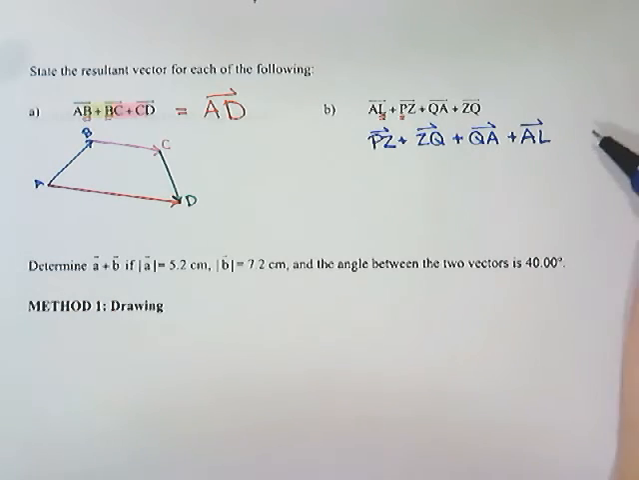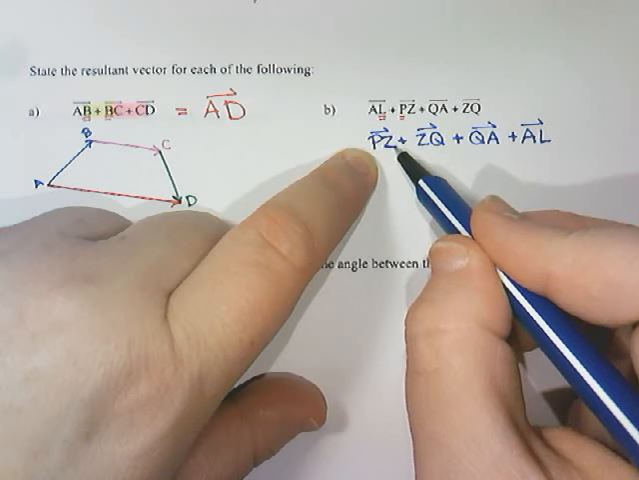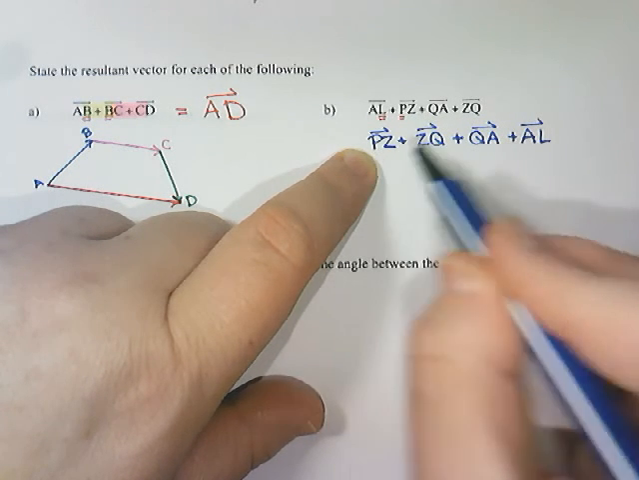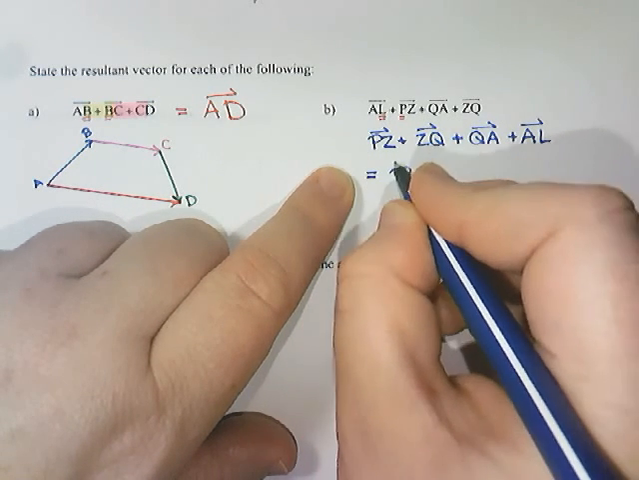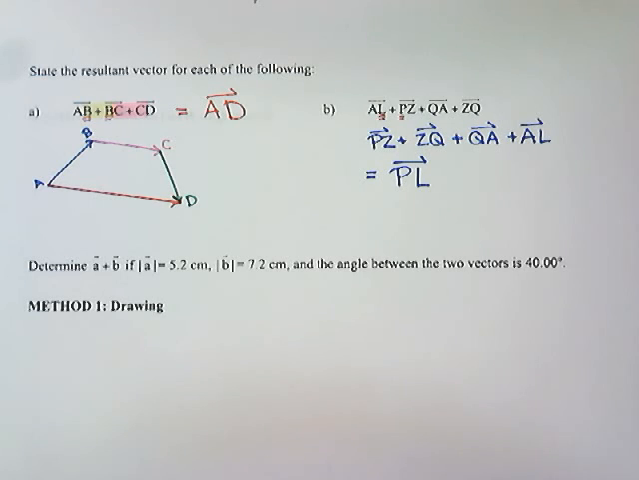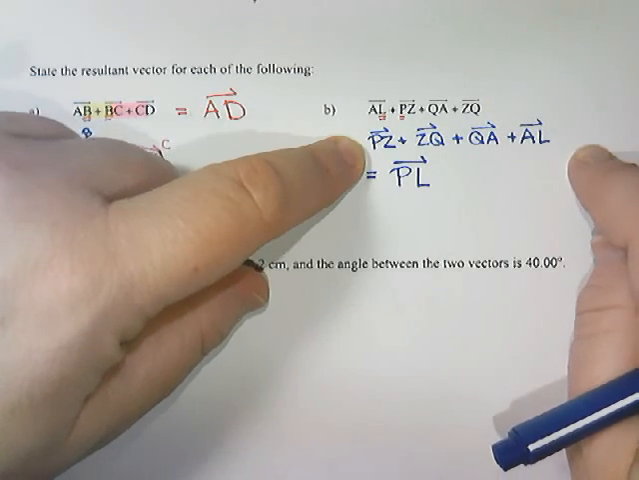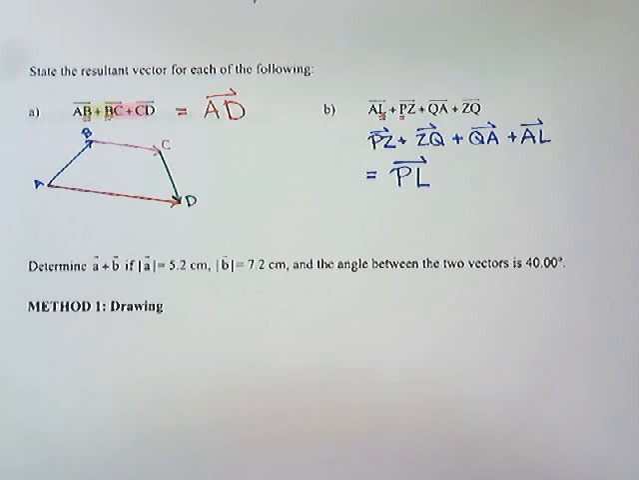Now I could draw this out the way I drew out the last one, but I'm starting at P. We're going from P to Z, and then from Z to Q, and then from Q to A, and then from A to L. So we started at P and we ended at L. So the resultant here is just going to be the vector PL. If you want to draw it out, you can. But I find it easier just to look at, get them in order, right? Look for the two unique letters, and then that way we can find our resultant without having to draw it all out. Okay, I will see you in the next video to learn how to add vectors by drawing diagrams.